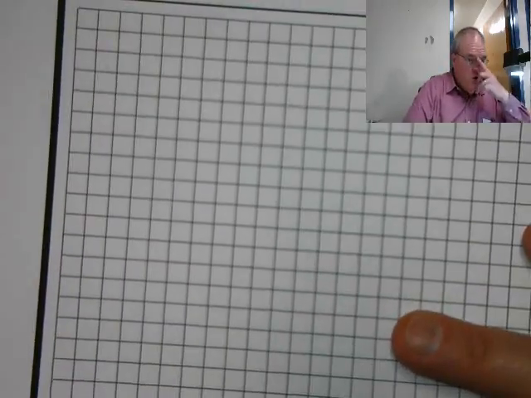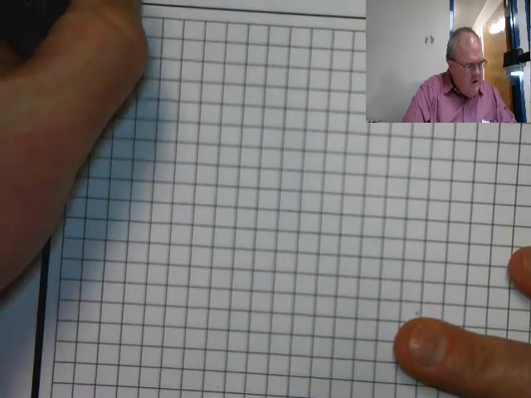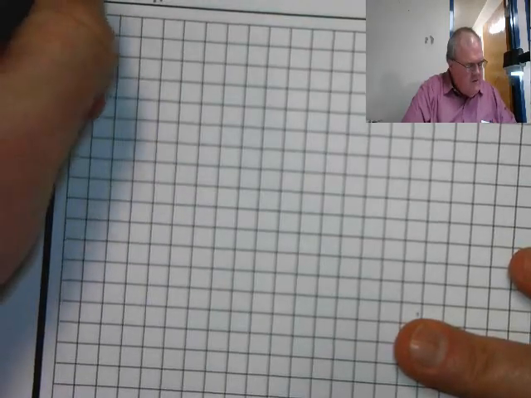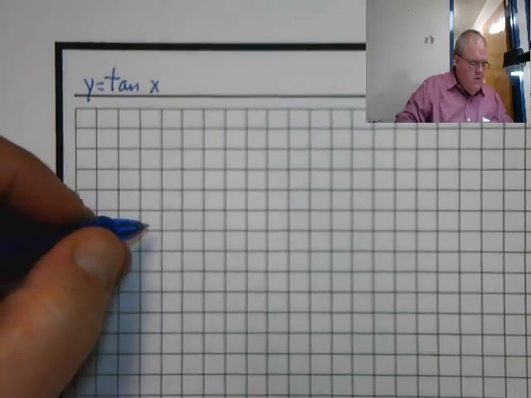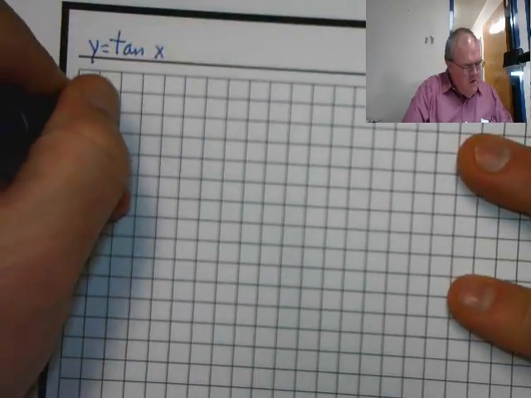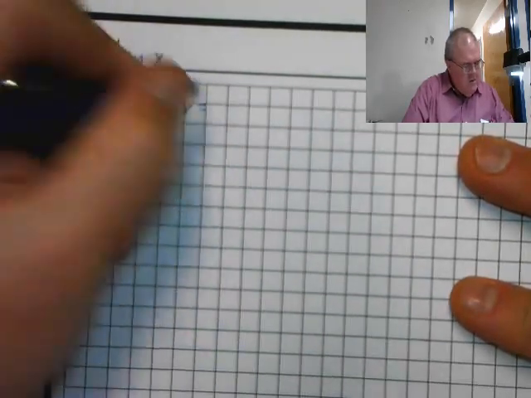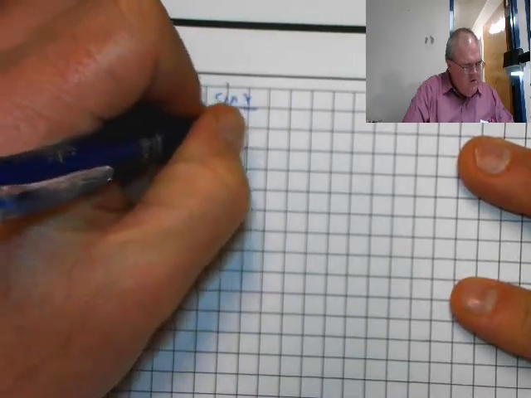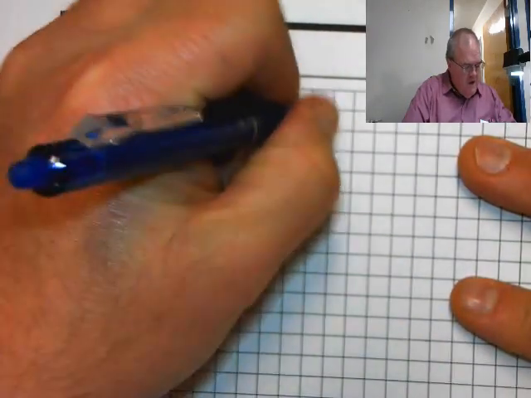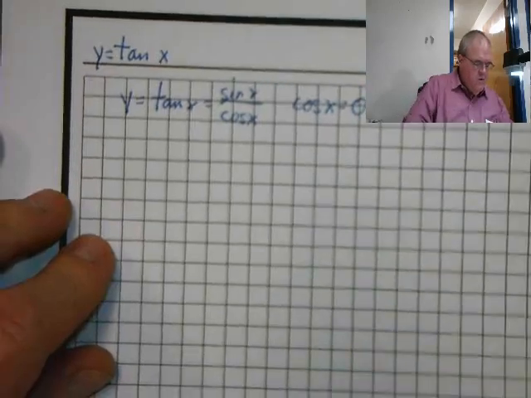All right, so what we're going to be working on today is graphing the tangent of x. So y equals the tangent of x. And when we write y equals the tangent of x, what we're saying is that y equals the sine of x over the cosine of x. So whenever the cosine of x equals 0, that means we're going to have an asymptote.